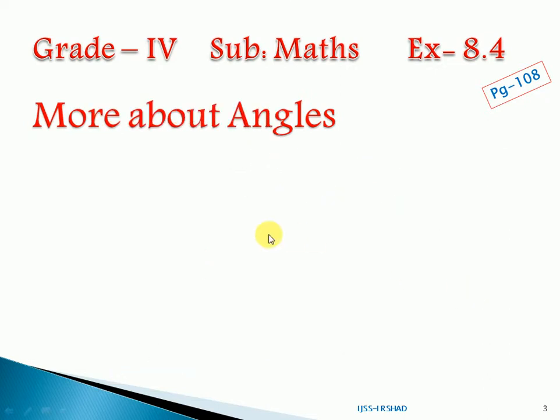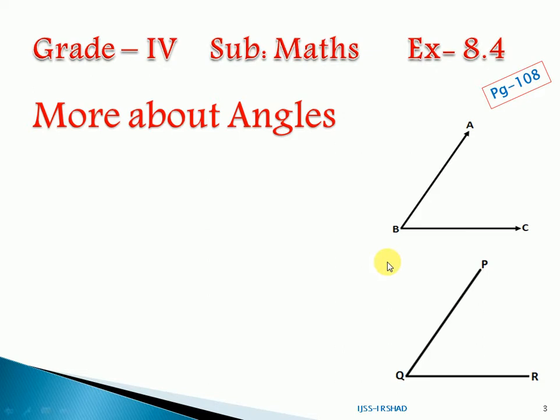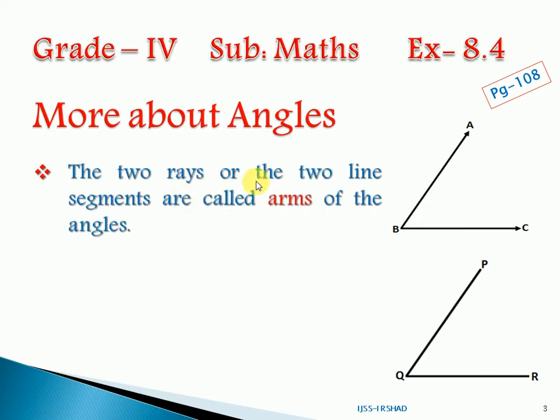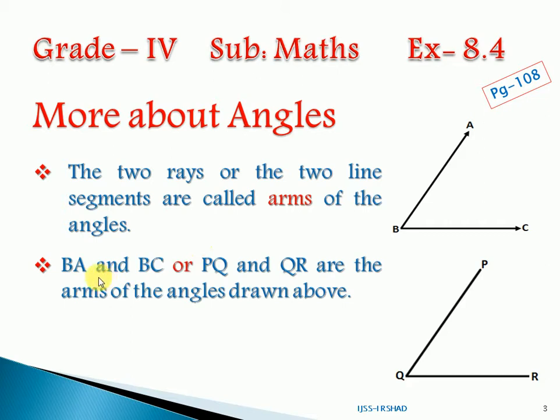More about angles. First, let's have those two figures which I have shown you on the previous slide. Point number 1: the two rays BA and BC, or the two line segments PQ and QR, are called the arms of the angles. Here I have written also BA and BC, and PQ and QR are the arms of the angles drawn above, here in this figure.